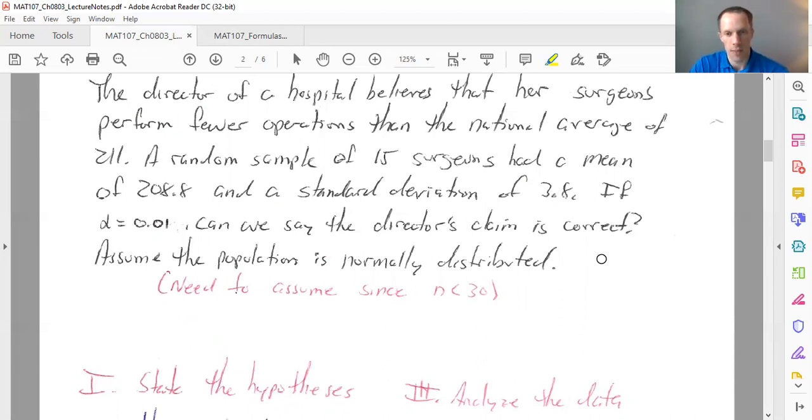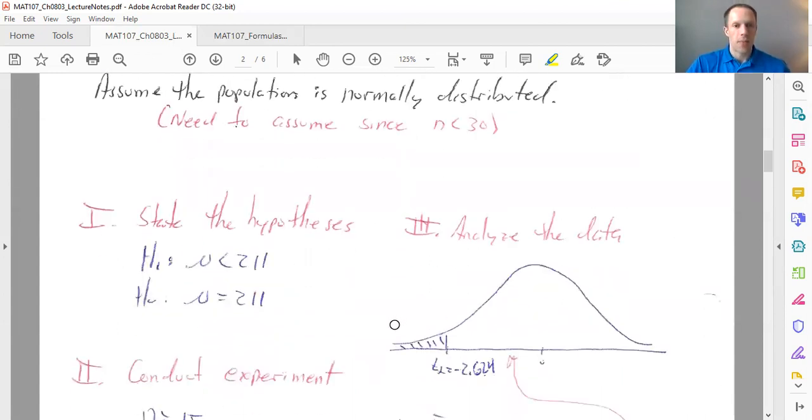If we were not told that the population is normally distributed and the sample size is less than 30, like it is in this case, then we're kind of stuck based on what we've learned in this course. Okay, so in this case, even though the sample size is less than 30, we can proceed as usual because we're told that the population is normally distributed. So any z-scores or t-scores that we have to work with, all that will still work the same as we're used to. Okay, so let's state the hypotheses here. So the director thinks that the average is less than 211, so that becomes the alternative hypothesis. Saying that the average is equal to 211 would then be the null.